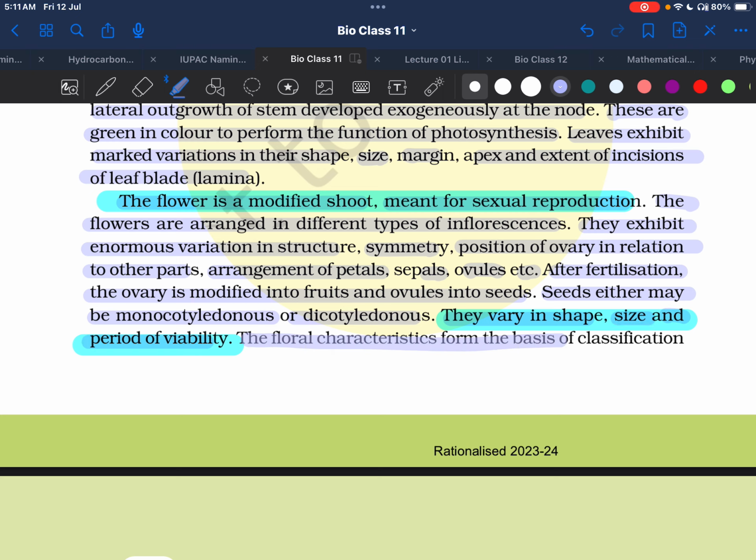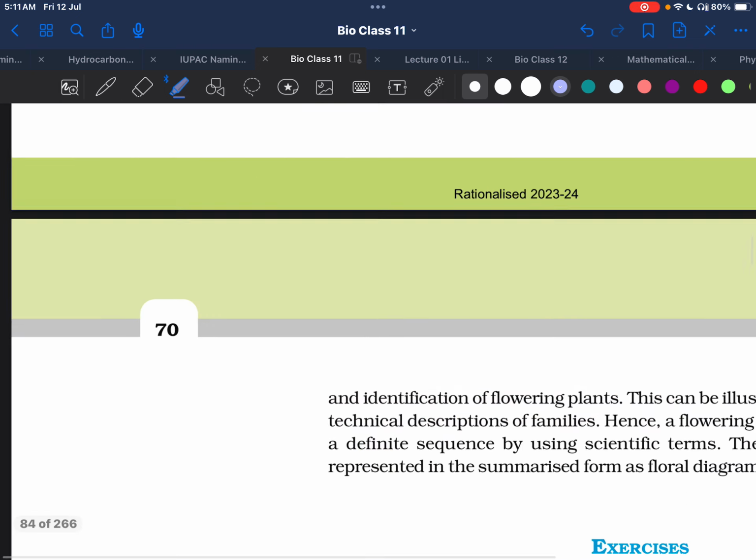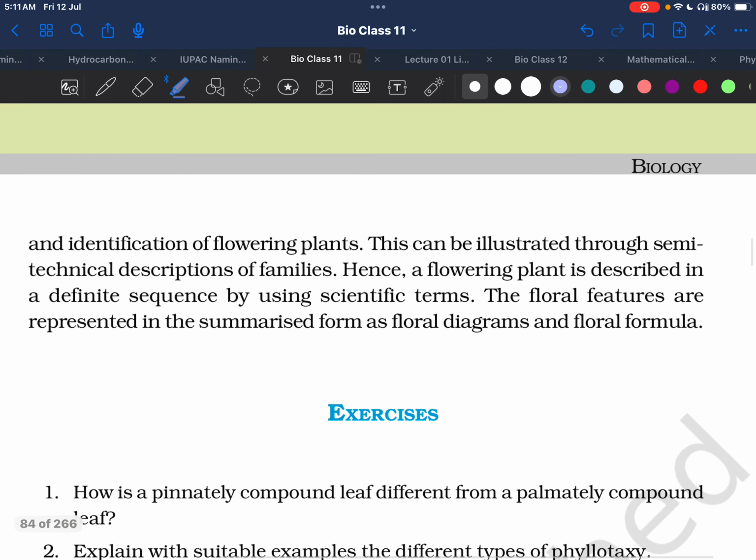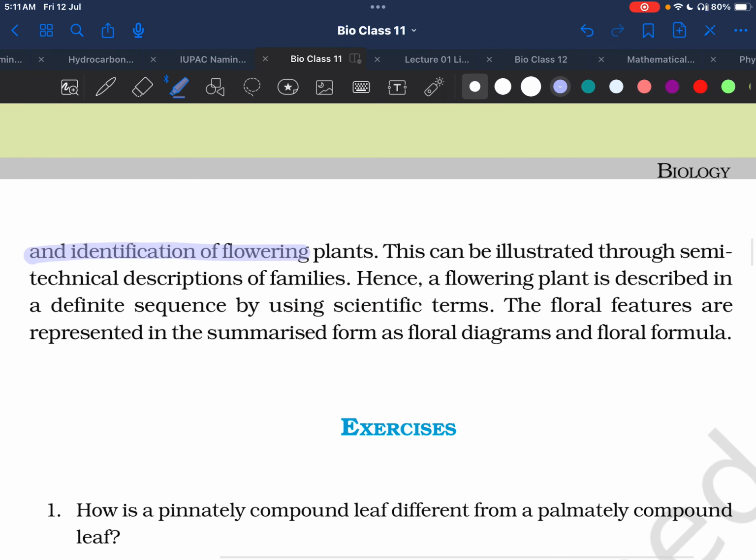The floral characteristics form the basis of classification and identification of flowering plants. This can be illustrated through semi-technical descriptions of families. Hence, a flowering plant is described in a definite sequence by using scientific terms. The floral features are represented in summarized form as floral diagrams and floral formula.